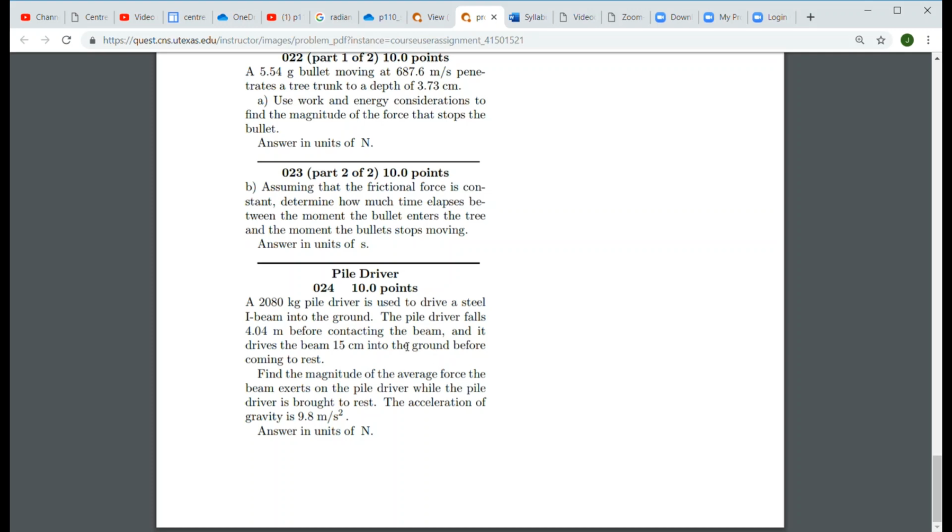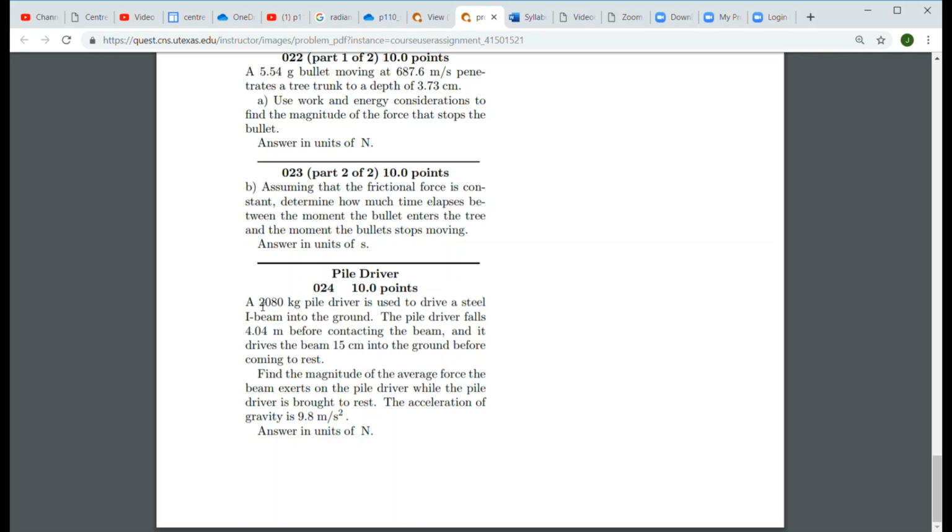So in this case, I guess we could first do a little kinematics calculation to figure out the speed of the pile driver after it starts initially at rest and it drops a distance of 4.04 meters. That's something we could have done way back when. Find that speed, that initial speed it has right before it hits the beam.